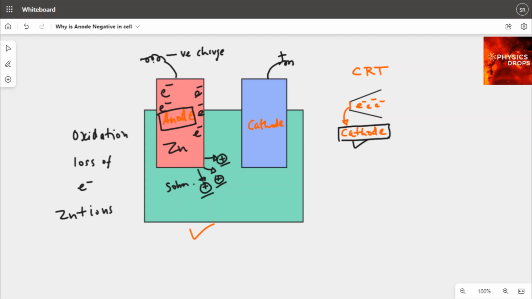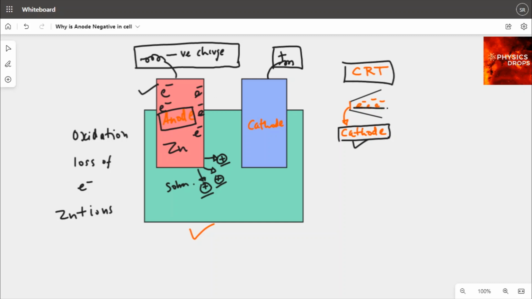So that is why, as far as the external of the battery is concerned, this is the negative and the other one is the positive. But as far as the internal is concerned, this is still the anode because it releases positive ions. So here you will find that we call this the anode, but it is a negative terminal. Whereas in a cathode ray tube, it's a cathode, but it releases negative charges and not the anode. So that's the explanation. Thank you.